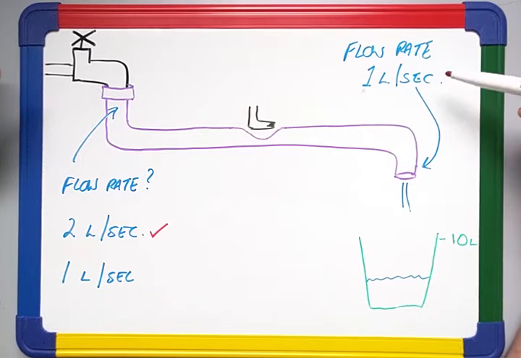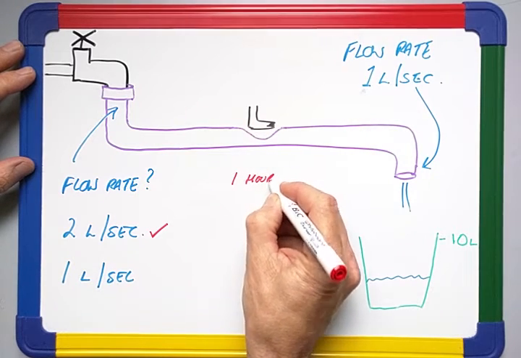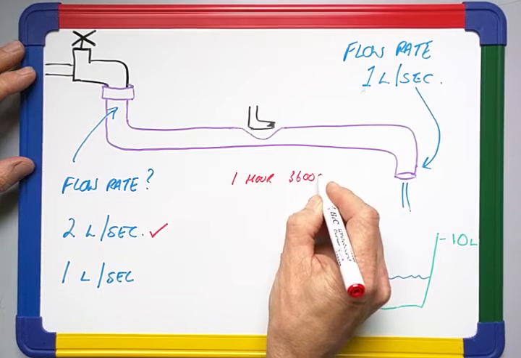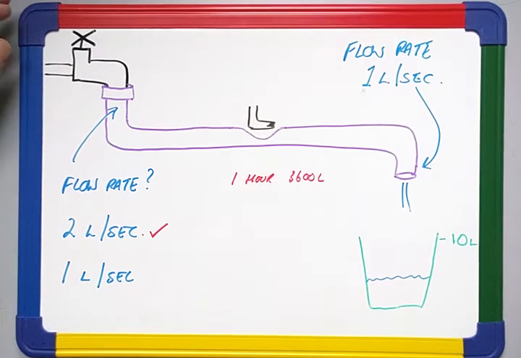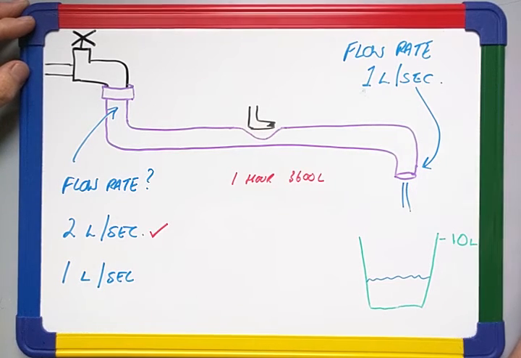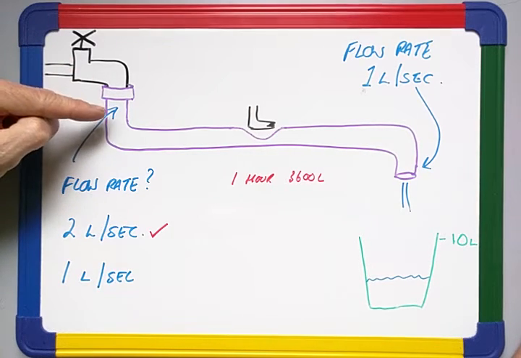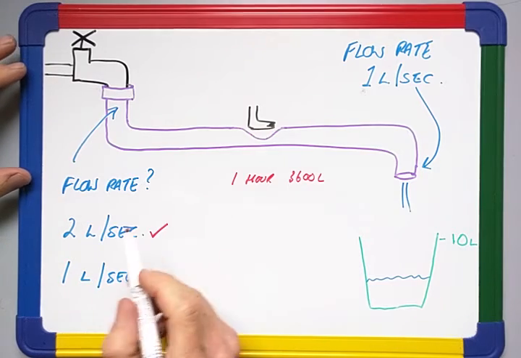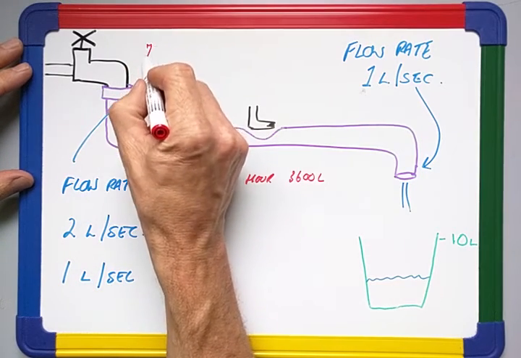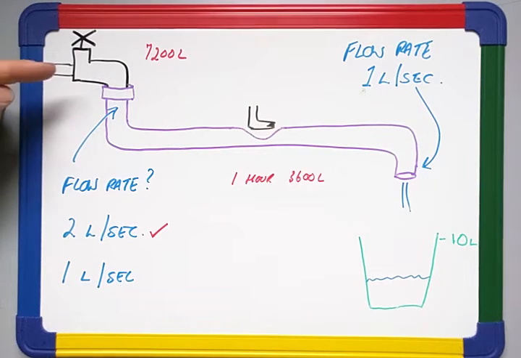Well, 1 litre every second means that in the space of 1 hour we would have 3,600 litres, which is about 3.5 tonnes of water. So in the space of 1 hour, about 3.5 tonnes of water falls out the end of this hose. If the flow rate from the tap into the hose is 2 litres per second, that means that 7,200 litres, or over 7 tonnes of water, have left the tap and gone into the hose.